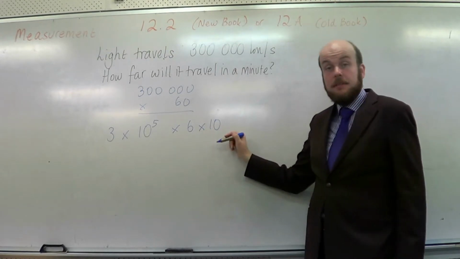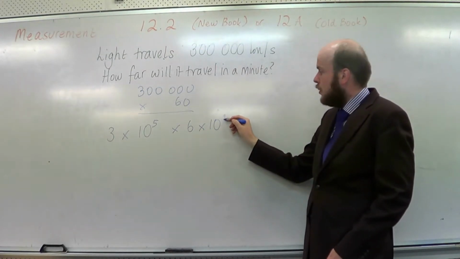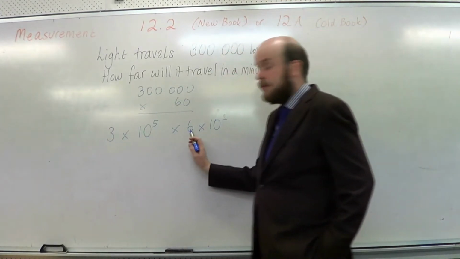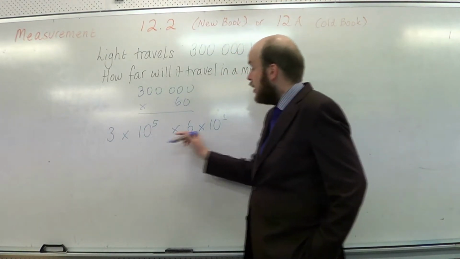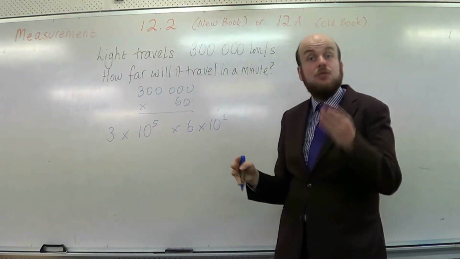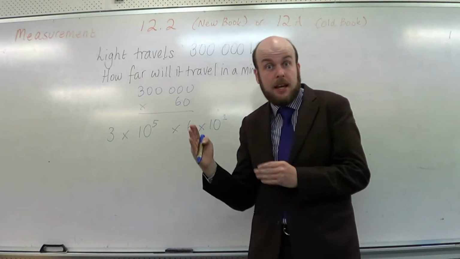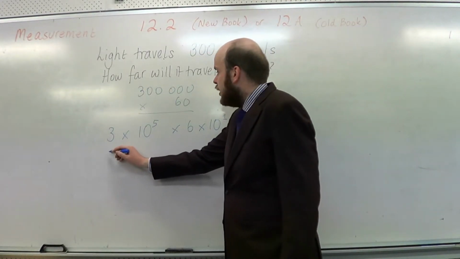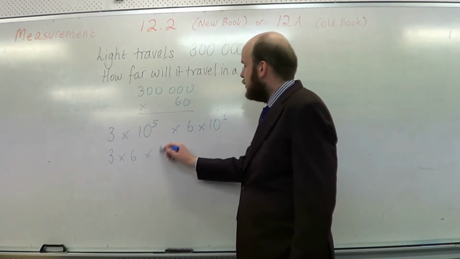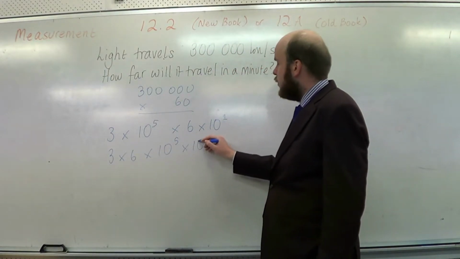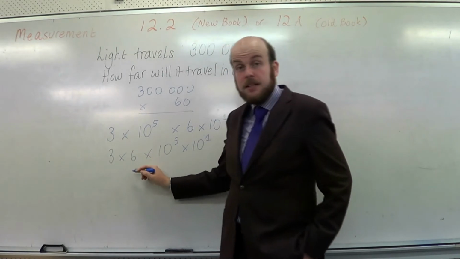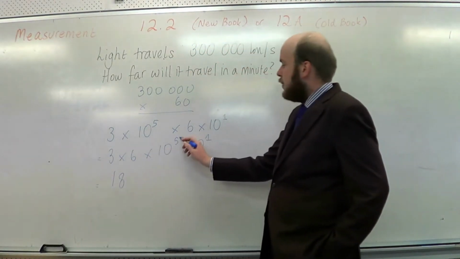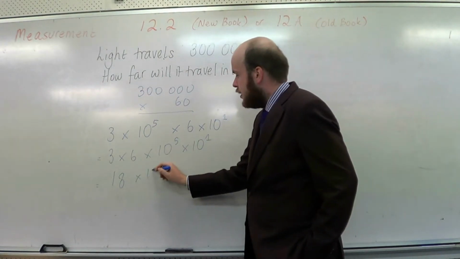Now, 6 times 10 is 60. I'm just going to put a little 1 there to remind myself. When I'm multiplying things, I can put them in any order, because 2 times 3 is the same as 3 times 2. So I'm going to write 3 times 6 times 10 to the power of 5 times 10 to the power of 1. So 3 times 6 is 18. 10 to the power of 5 times 10 to the power of 1 will be 10 to the power of 6.